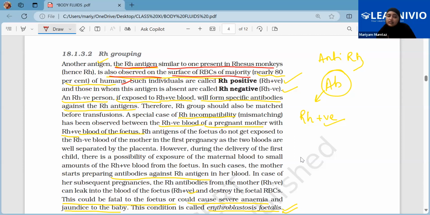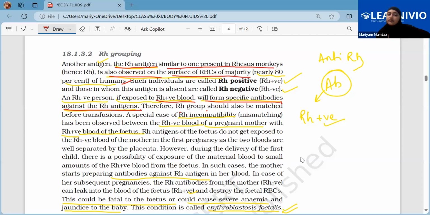Now, an RH negative person, if exposed to RH positive blood, will form specific antibodies against the RH antigens. Because it is like plus and minus, they cancel each other out. Therefore, the RH group should be matched before the transfusion. It doesn't mean that a person with A blood group and another person with another blood group can now donate blood to each other. No, their RH factor or RH grouping has to be matched, because maybe one person is A positive and the other person is A negative. So now no blood transfusion can happen.